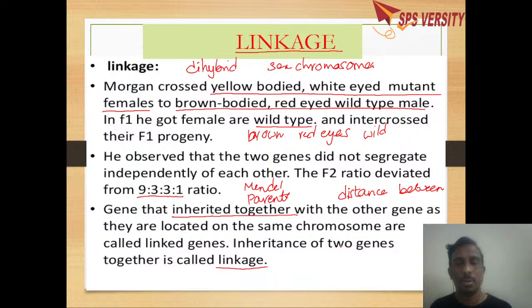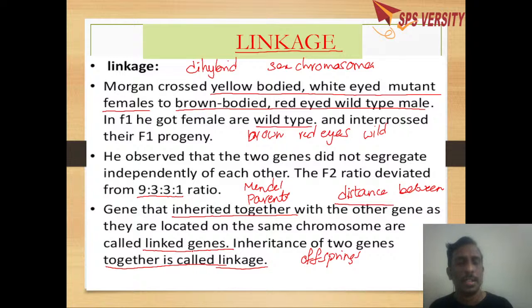The inheritance of two genes together is called linkage. That means whatever combination of genes is present in the parent, the same is inherited by the offspring. So this is called linkage. Here we may get a doubt: why will they be inherited together? Why will they not be different from the parent? It depends on the distance between the genes. If the distance between the genes is less, they are inherited together with other genes present on the same chromosome. So they are called linked genes.